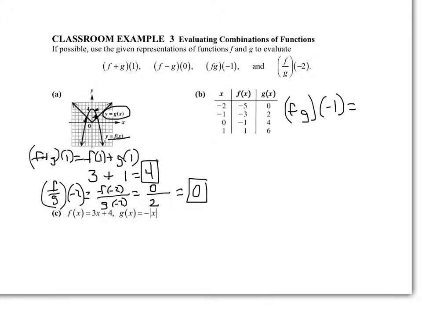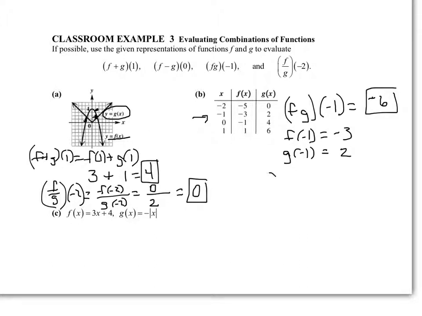So if I look at the table, when the x value is negative 1, that's going to be this row right here. And that means I need to find the f of negative 1 and the g of negative 1, and I'm going to multiply those together. So when x is negative 1, the f function has a value of negative 3. When the x is negative 1, the g function has a y value of 2. So if I were to multiply negative 3 times 2, I would get negative 6.